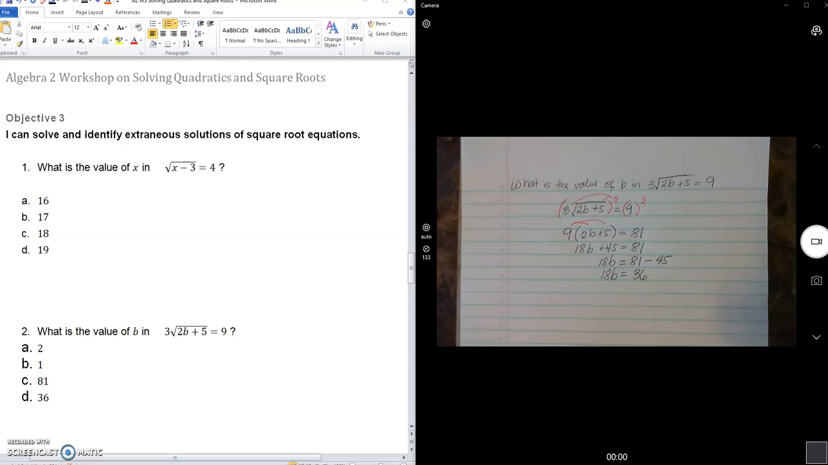18b equals 36. You're going to divide both sides by 18. And so now b is equal to 2. And your answer for this one is letter A.